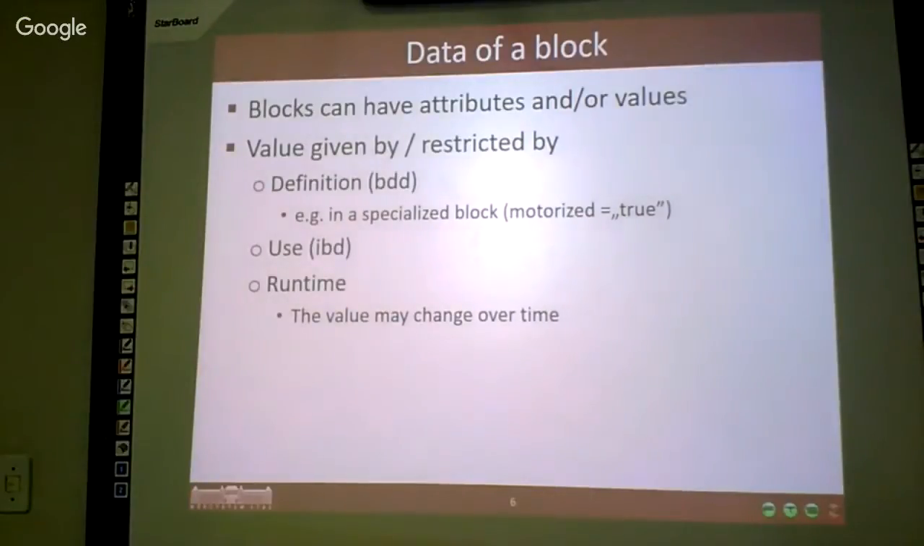So for example, if you have a motorcycle, then in the BDD, you will say that the motorcycle has 2 wheels. In the IBD, we will say that this motorcycle has a wheel of some size. And then when you have your motorcycle and you drive through the city, it will have some speed, for example, and other attributes. So these are the different levels of abstraction during the development.